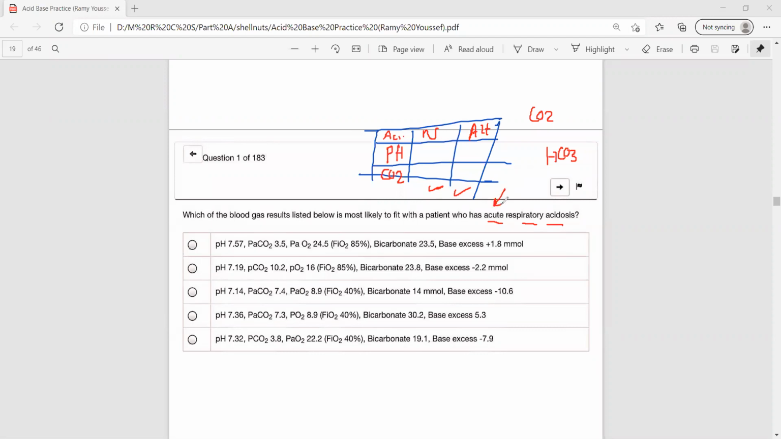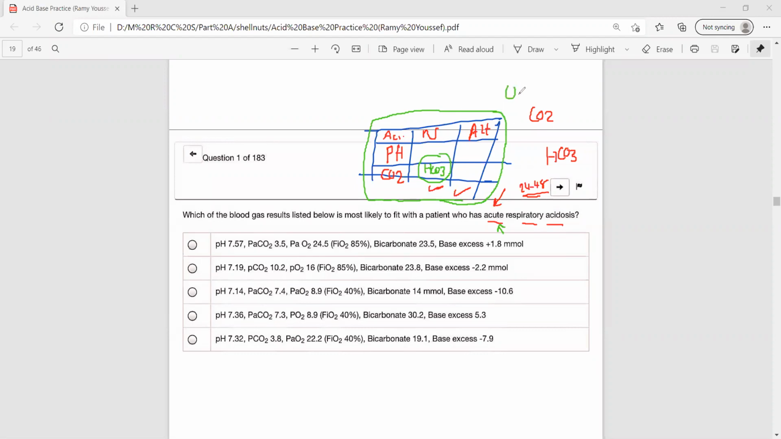But remember when we said the metabolic compensation takes from 24 to 48 hours to happen. So if it is acute, the HCO3 will be normal. This is very tricky in the exam. He wants you to differentiate between acute and chronic respiratory conditions. In an acute respiratory condition, the HCO3 will be normal. So this is what you will search for in the answers.